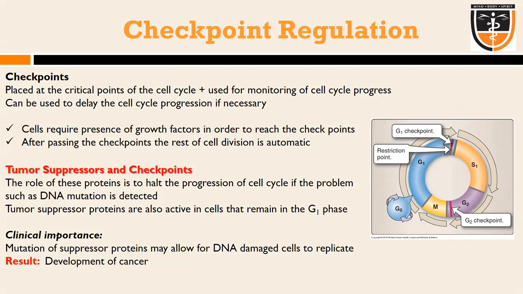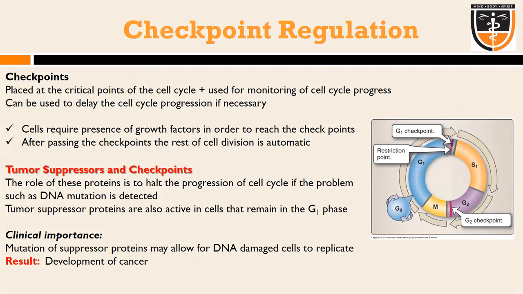So let's talk about tumor suppressors. Super awesome guys. Very important. So these are the cops, standing there at the checkpoint looking for drunk drivers. The role of these proteins is to halt the progression of the cell cycle if there is a problem, such as mutation of DNA. They will say, okay, stop. Tumor suppressor proteins are also active in cells that don't want to divide. Cells that want to stay in G1 phase will activate the tumor suppressor, which will prevent them from moving forward, and they will stay in G1 phase.